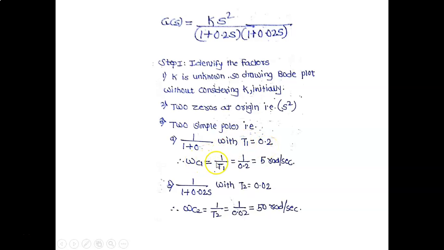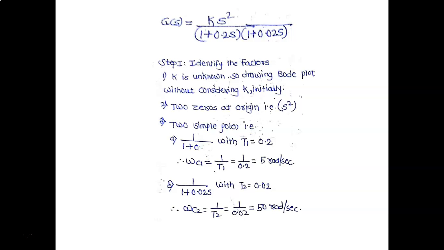Therefore omega c1 = 1/T1 = 1/0.2 = 5 radian per second. Another simple pole, 1 divided by 1 + 0.02s, with T2 = 0.02. Therefore omega c2 = 1/T2 = 1/0.02 = 50 radian per second.